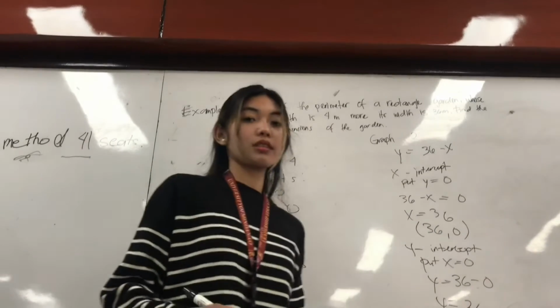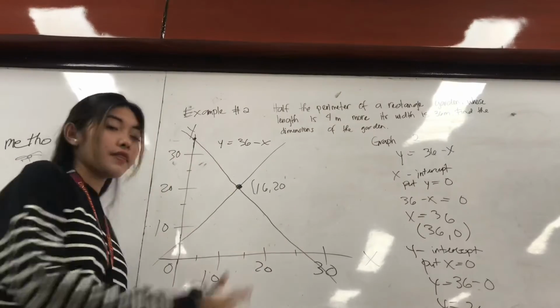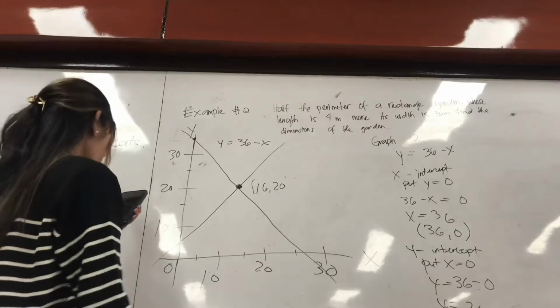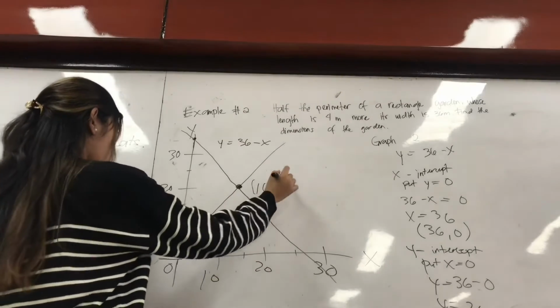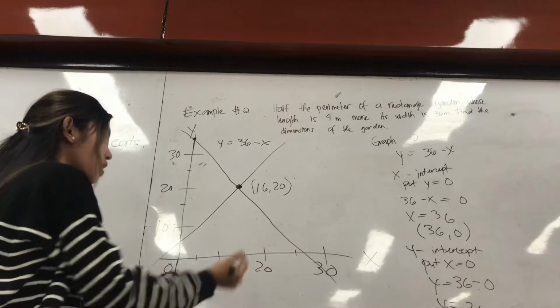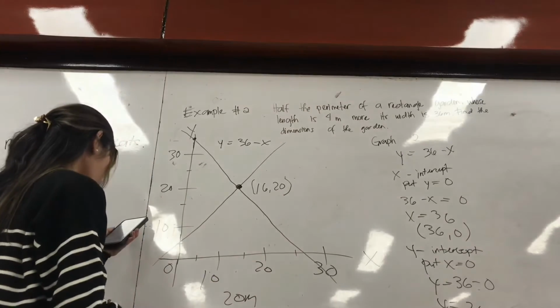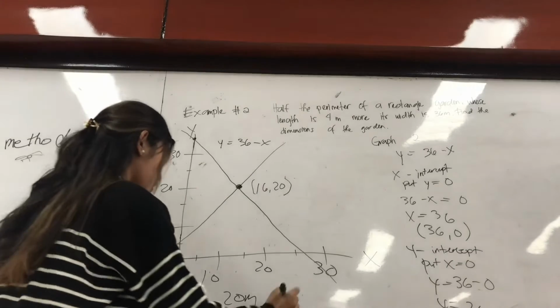So let's proceed to the graphing. The above lines intersect at the point 16 and 20. So the length of the rectangular garden is 20 meters, and the width of the rectangular garden is 16 meters.